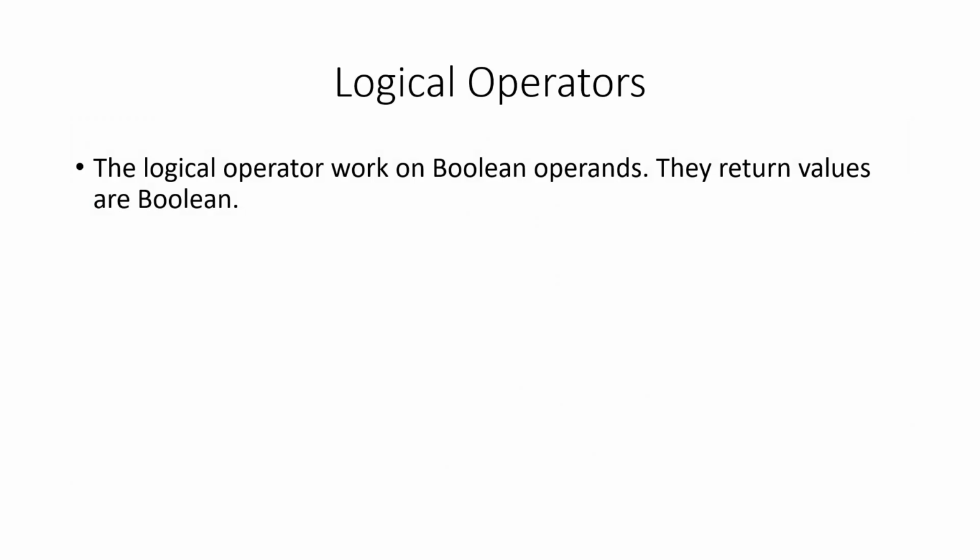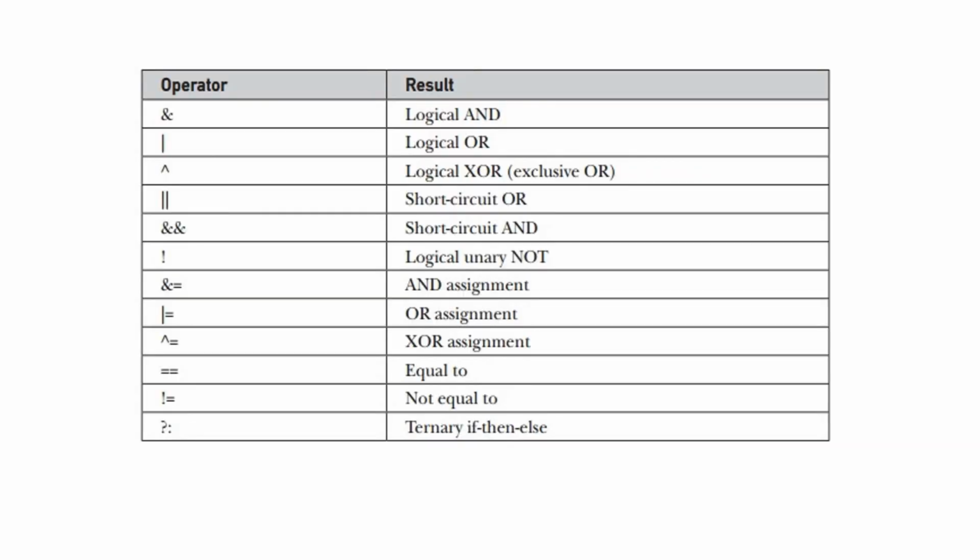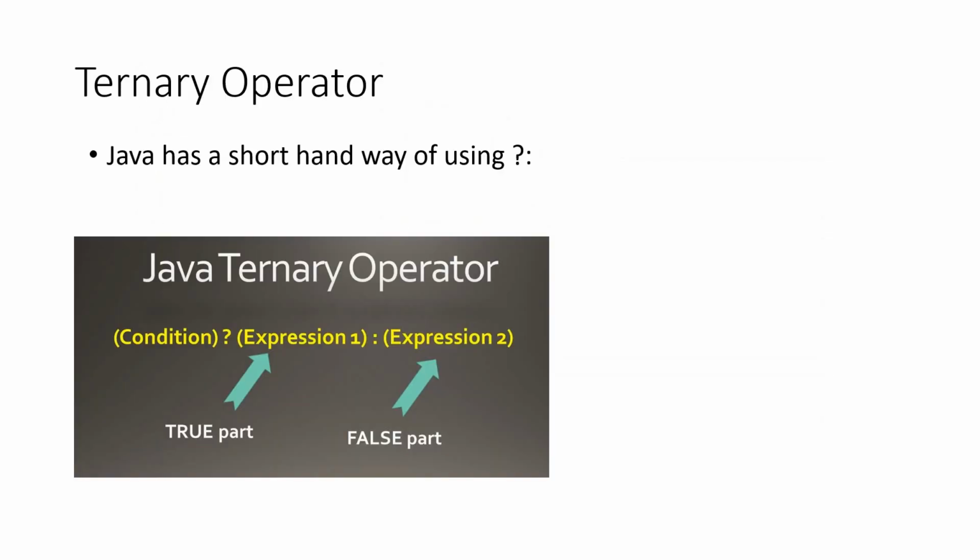So logical operators are used for combining two different conditions. They return Boolean values. So for example, A is greater than B, and you want to check whether B is also greater than C. Like this, we have two different conditions, so we can combine them by using the logical operators. These are the examples for the logical operators: logical and, logical or, short circuit or, short circuit and, logical unary not, and assignments, or assignments, XOR assignment, equal to assignment, not equal to assignment, and the ternary operator.